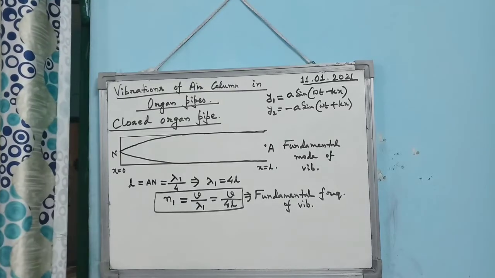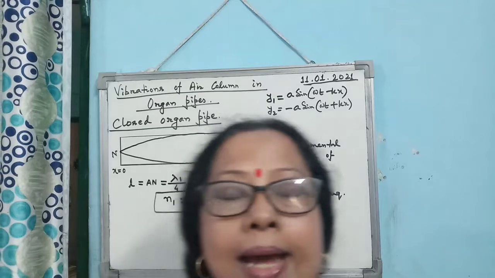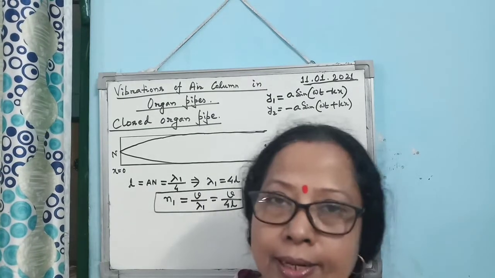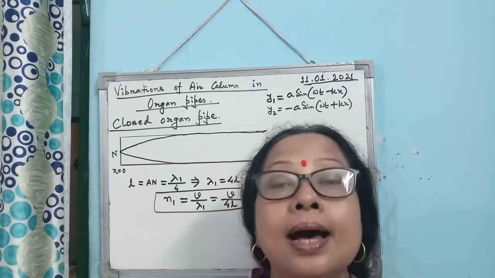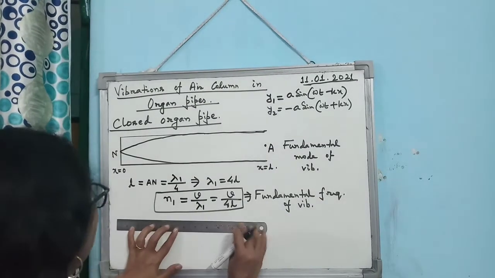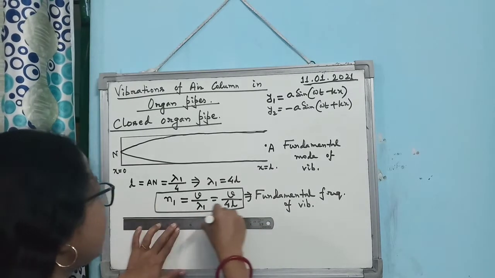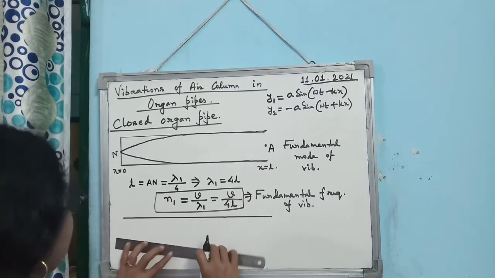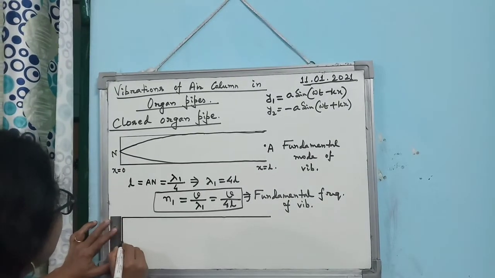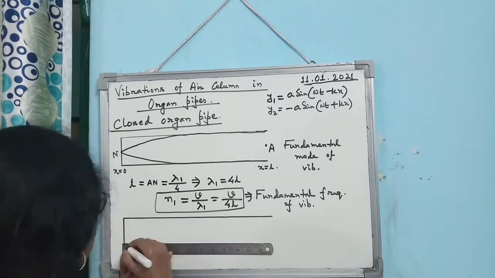Clear? Then, what will be the next mode of vibration? Remember that if you add one loop to a vibration, then you will get the next mode of vibration. So you see what will be the next mode of vibration. We have to maintain the same length and same width. So here I am drawing it on the whiteboard.